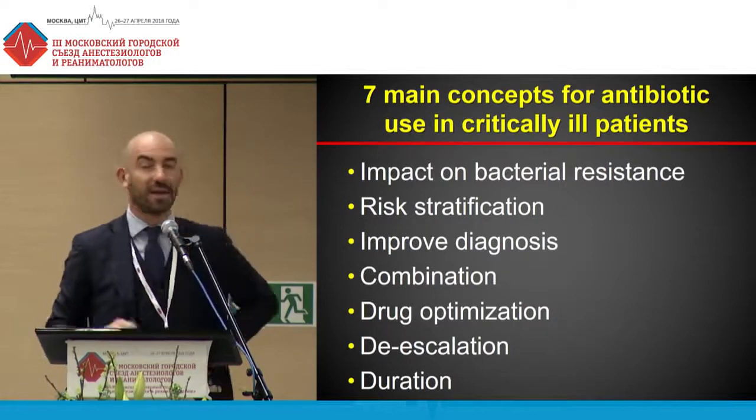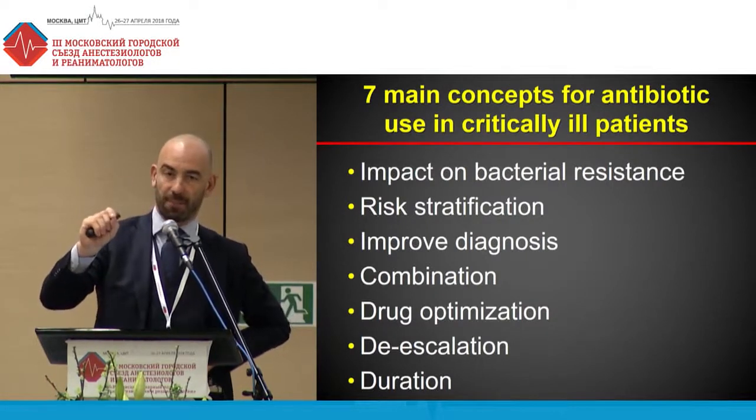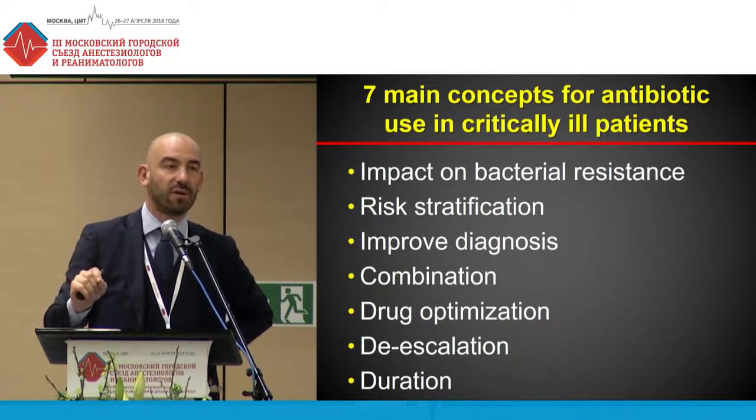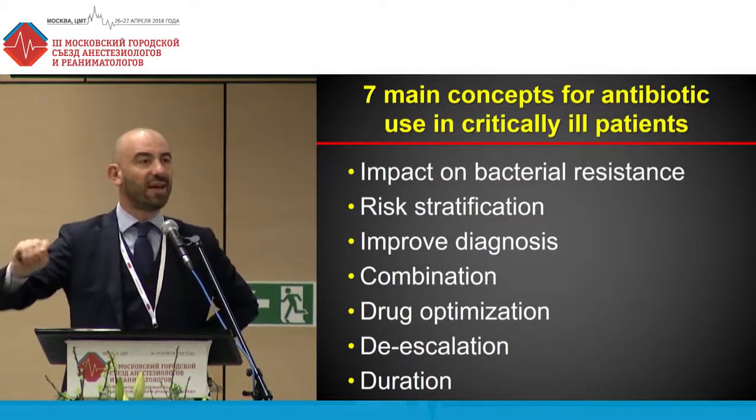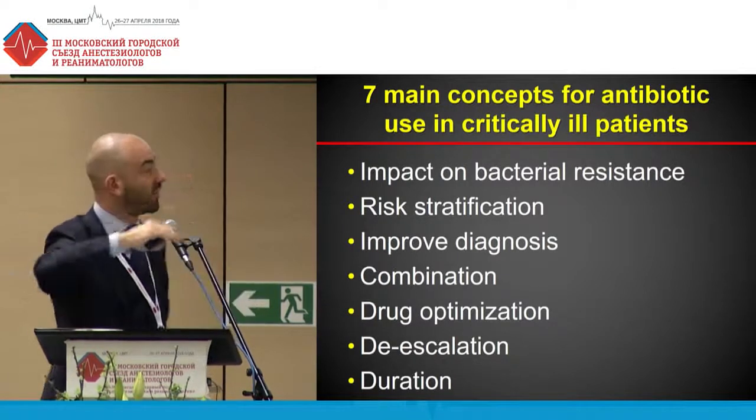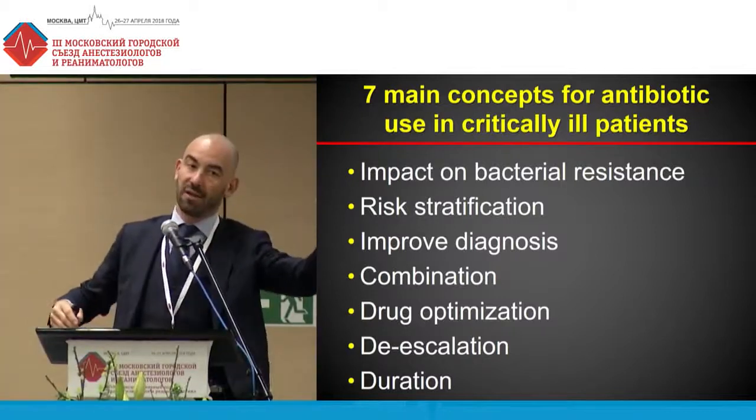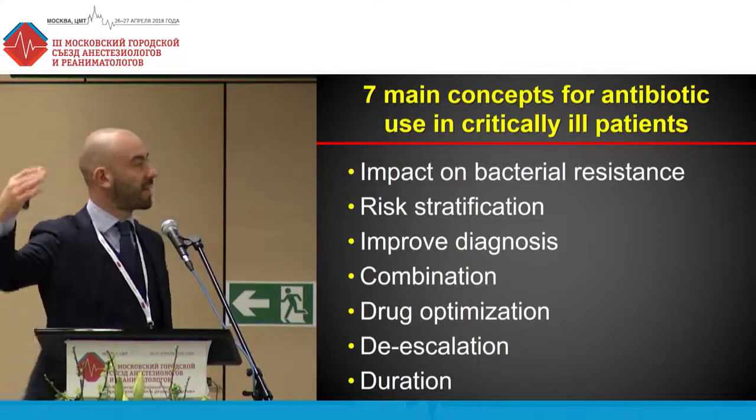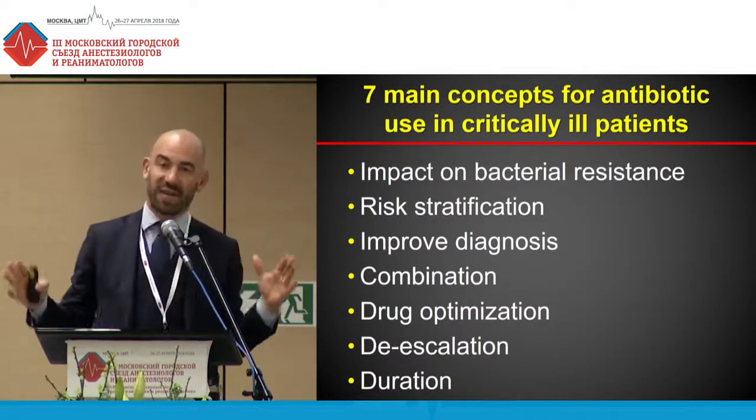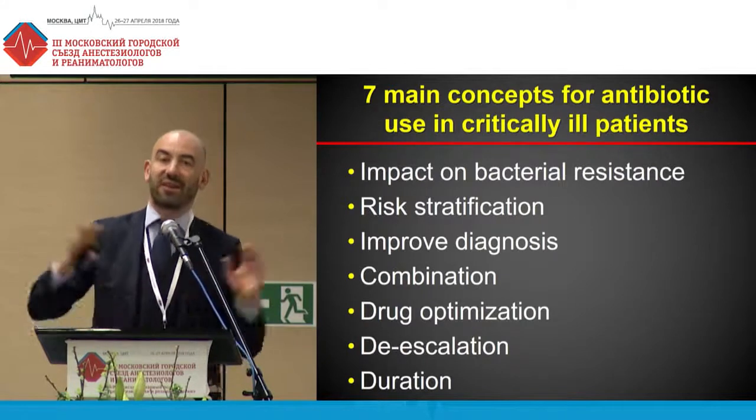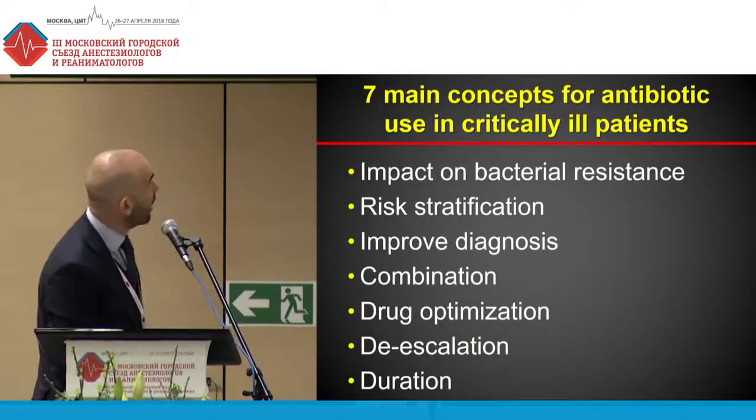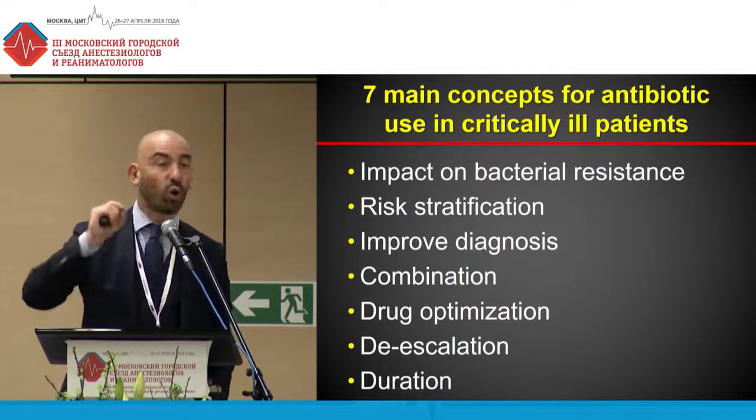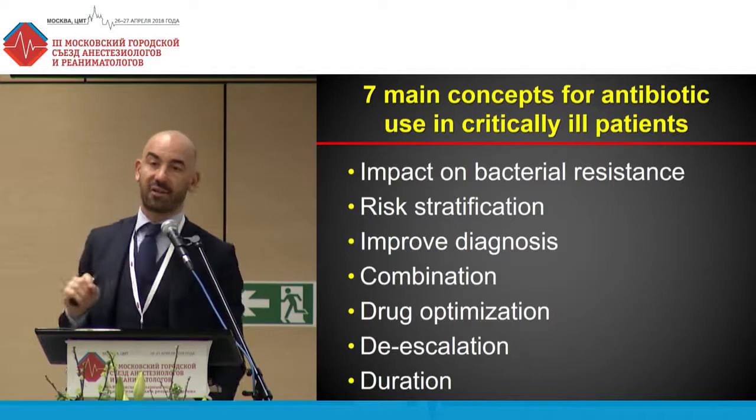Then the second point, risk stratification. We cannot give all the patients in the ICU exactly the same antibiotic. We have to differentiate: patients at risk for Pseudomonas, patients at risk for Acinetobacter, patients at risk for ESBL, patients at risk for MRSA. And depending on the risk stratification, you have to give different antimicrobials. Then we have to improve diagnosis and diagnostics. We have to work on this point, specifically for ventilator-associated pneumonia.